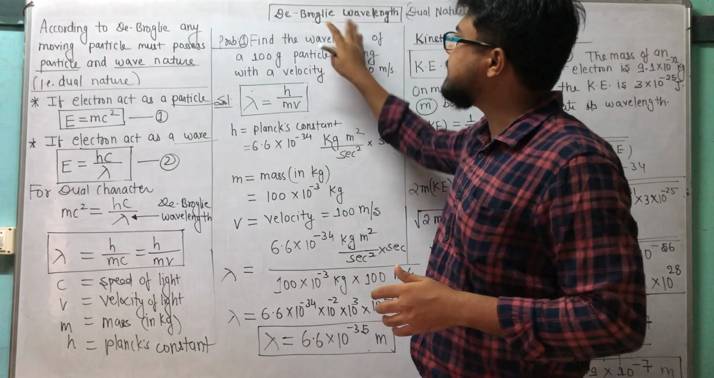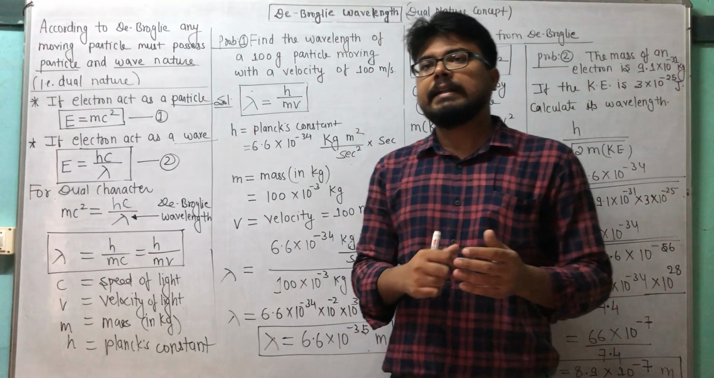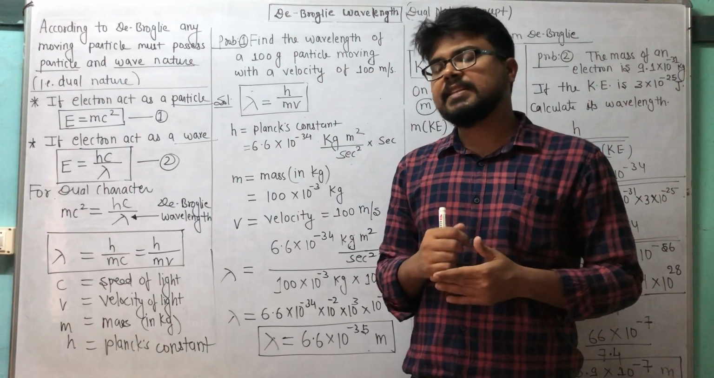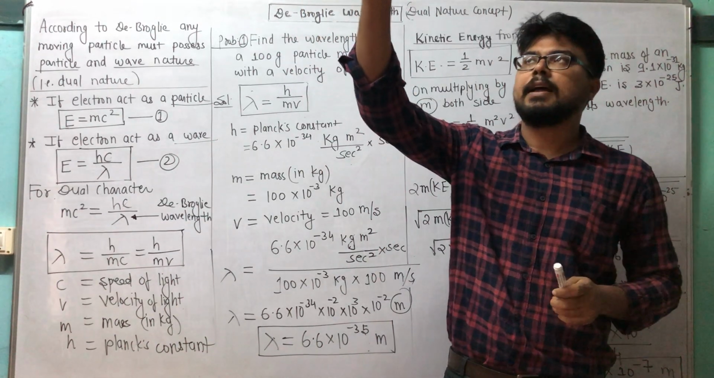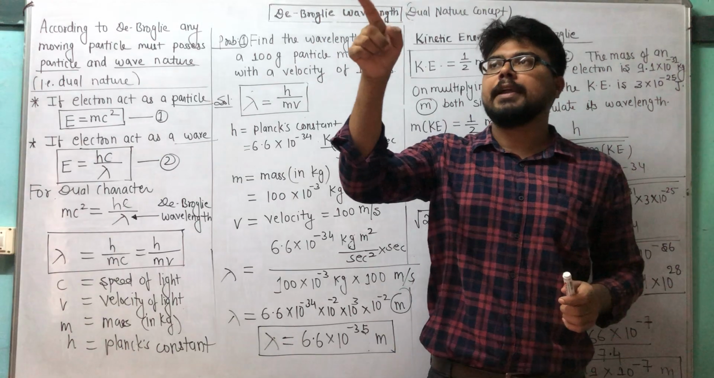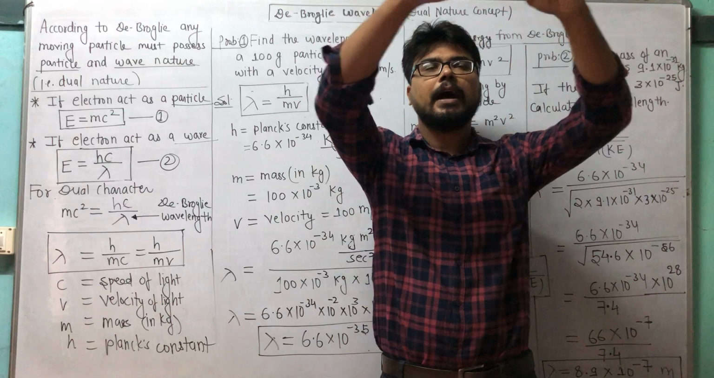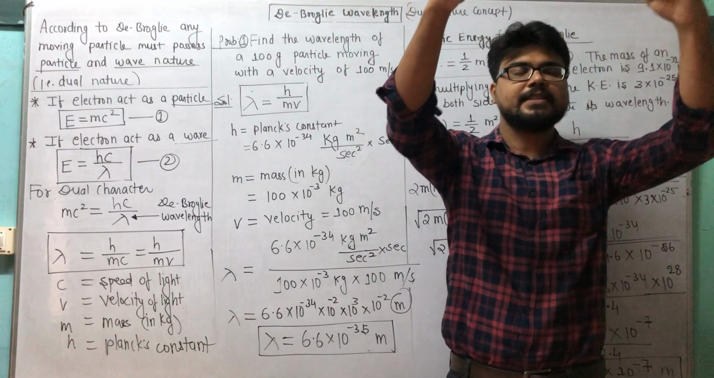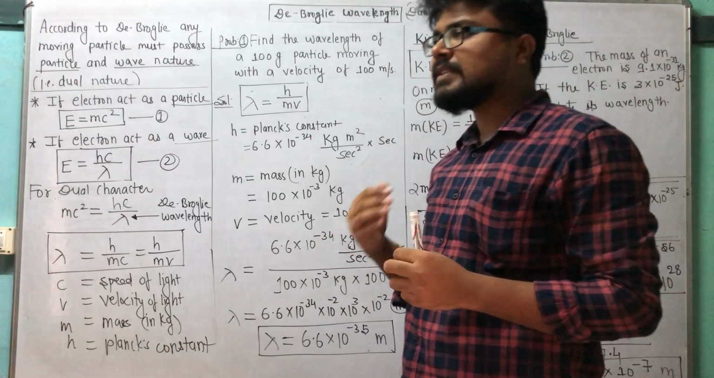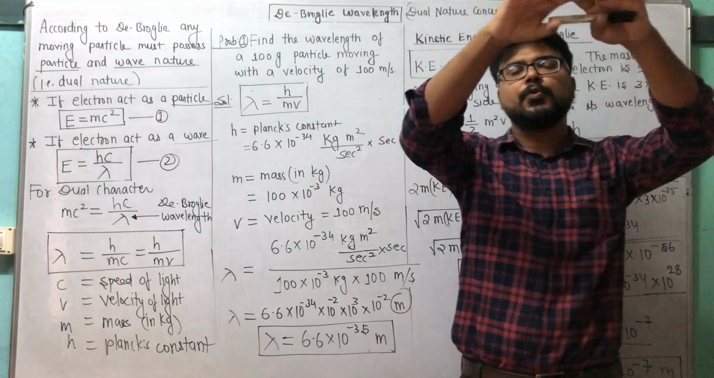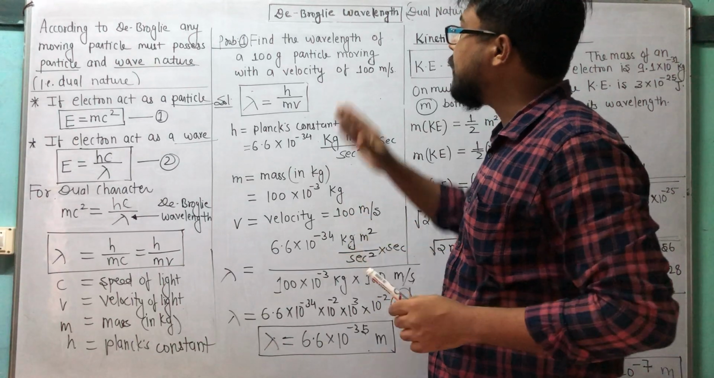De-Broglie is the name of a scientist, and wavelength means the distance between two adjacent crests or two adjacent troughs. When we draw a wave, it is like this motion, something like this. The upper portion is known as the crest and the lower portion is known as the trough. The nearest distance between two crests or two troughs is known as wavelength, correct? So that is about De-Broglie wavelength.